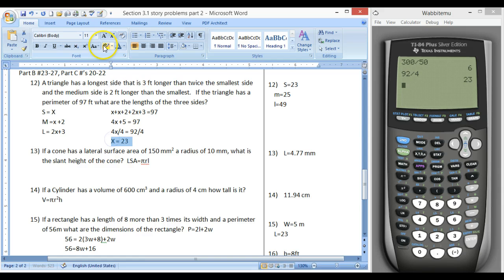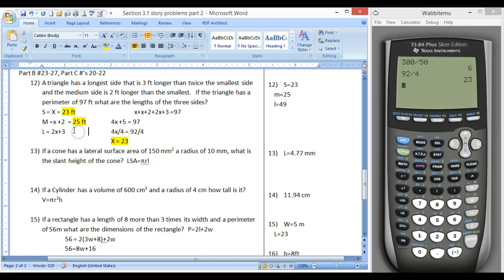So it's tempting to say that I'm done because I've solved the equation. But the question said, what are the lengths of all 3 sides? And I've only found x, which is the smallest side. So the smallest side I know is 23 feet. Okay, well that's good because the medium and the long side are in terms of the smallest side. So I can substitute 23 in for x and find the medium side. So if I put 23 plus 2, that makes the medium side 25 feet.